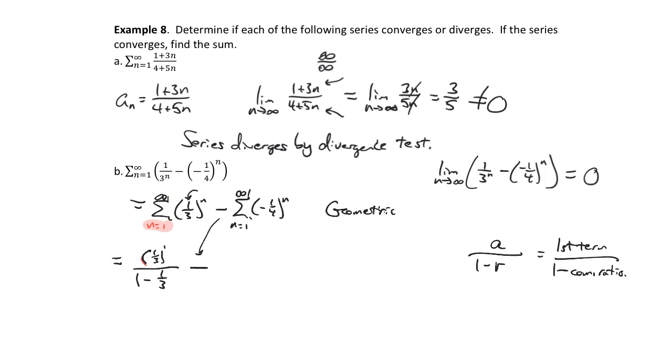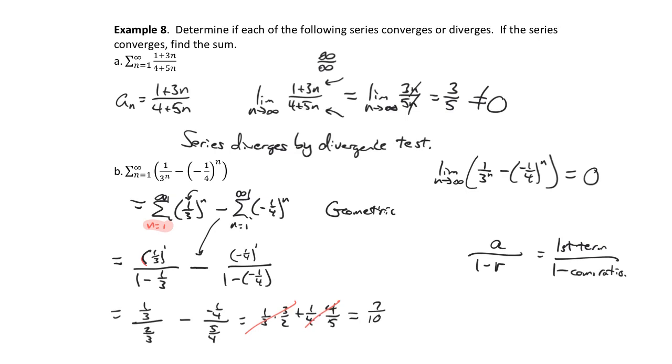Minus, from that, in the second one, we have negative 1/4 to the nth, n starts at 1, so we'll have negative 1/4 to the first, divided by 1 minus negative 1/4. And when we simplify this, we end up with 7/10.